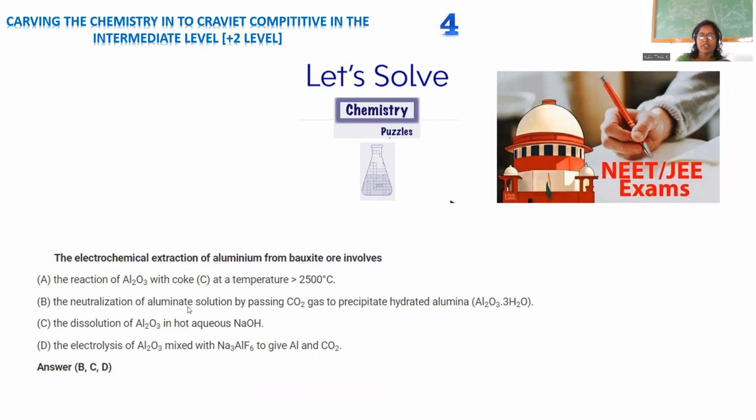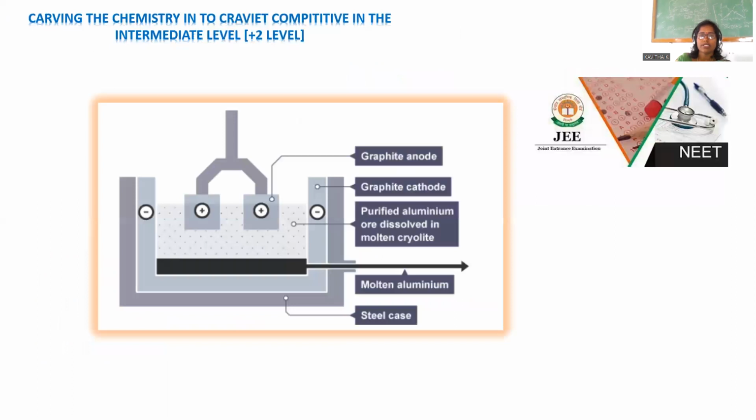Neutralization of aluminates is done by passing carbon dioxide. This is correct. Dissolution of alumina in sodium hydroxide is required so that we can neutralize. Electrolysis of alumina mixed with Na3AlF6 gives aluminium metal and releases carbon dioxide. So B, C, D are the right answers. This is a question from metallurgy, on extracting aluminium from bauxite ore. Let's move on to the next question.